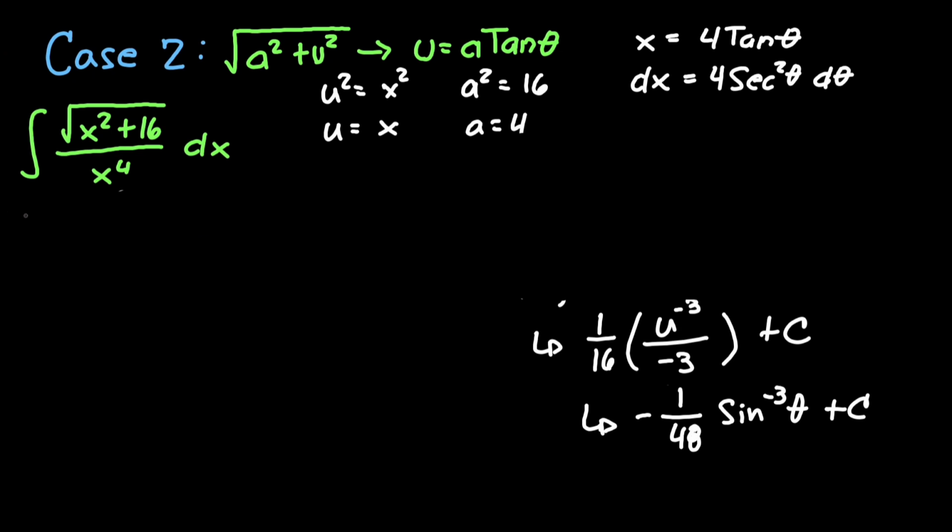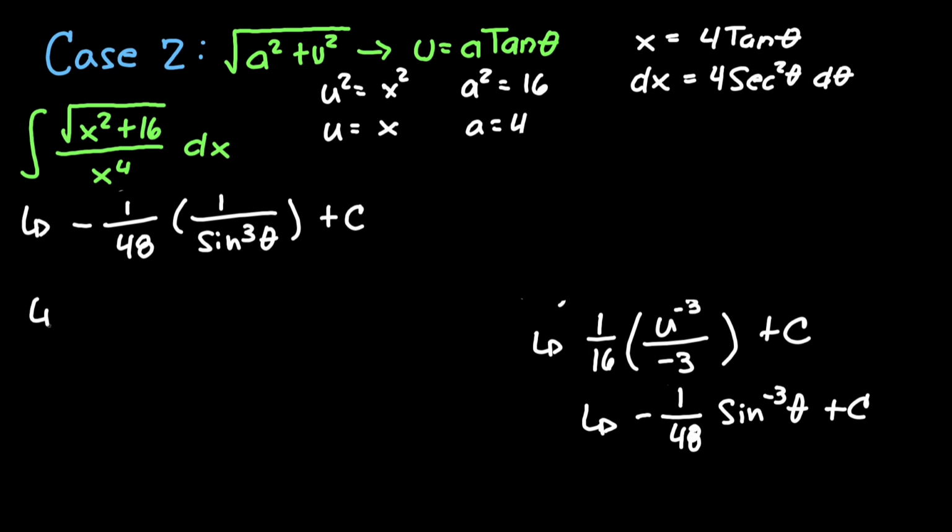And now this would be equal to negative 1 over 48 multiplied by 1 over sine cubed of theta plus c. But you can put this as negative 1 over 48. The inverse function of sine is cosecant. So it would be negative 1 over 48 cosecant cubed theta plus c.